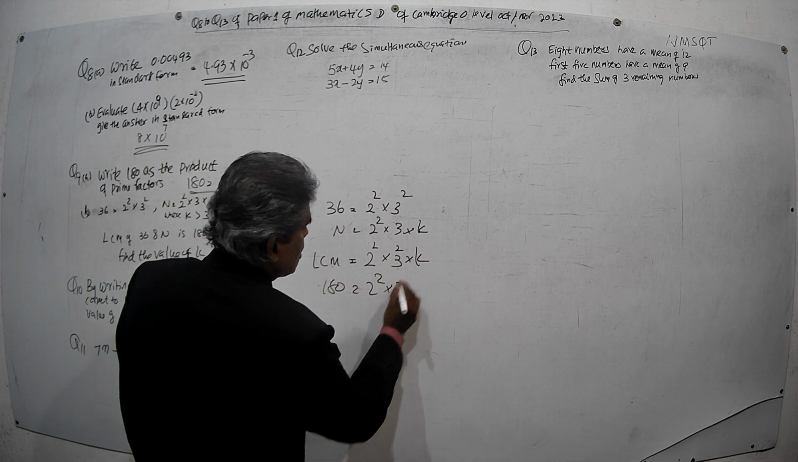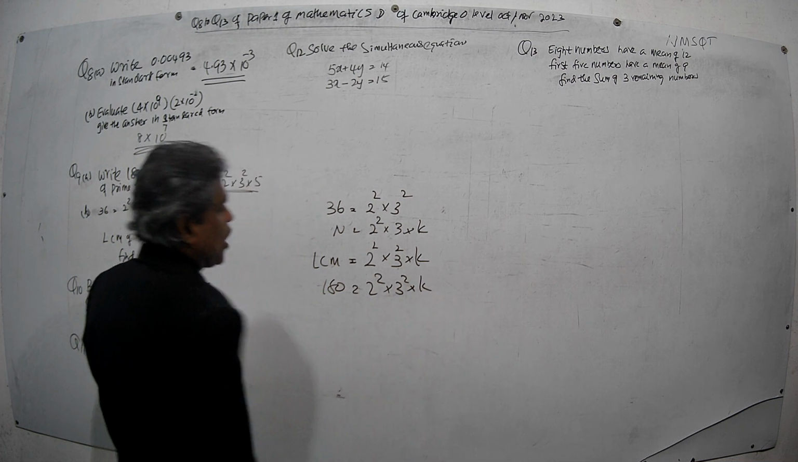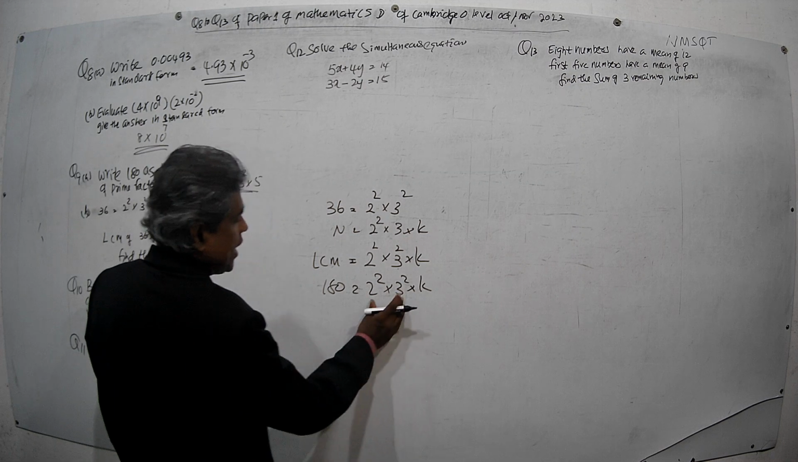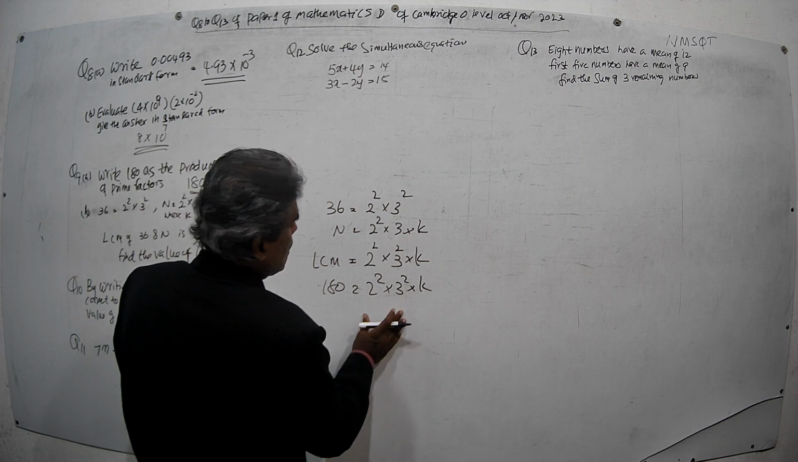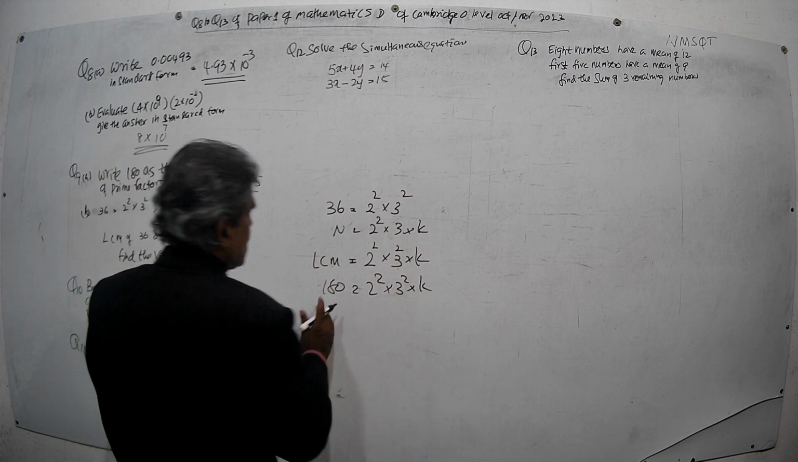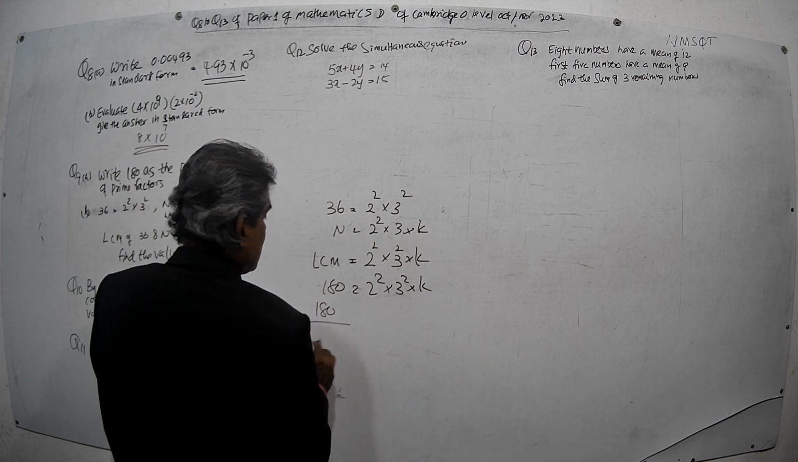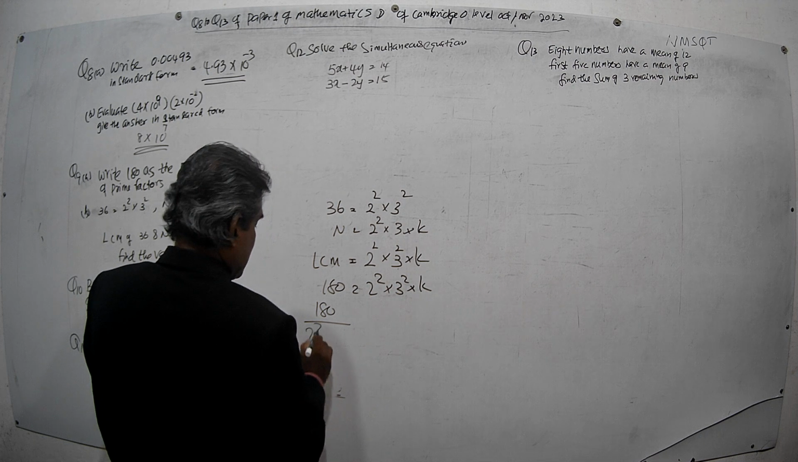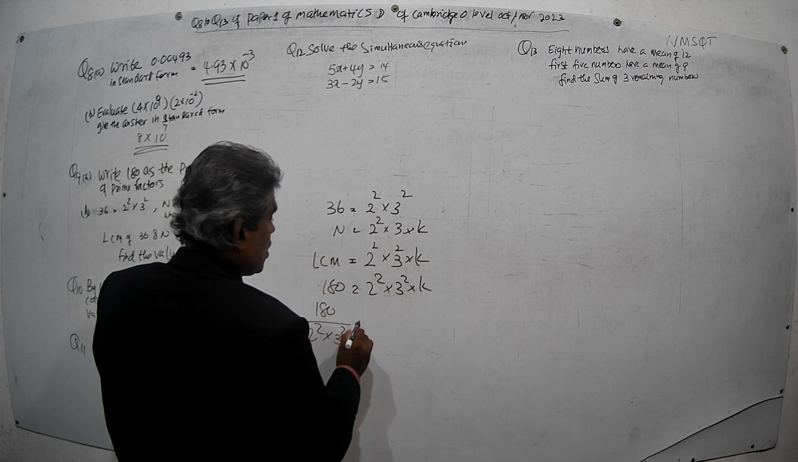Equate that LCM to this one. Now you make k the subject. To make k the subject, take these two terms to this side. Both these terms are multiplications on this side, so they turn into divisions when they come to this side. 180 over 2 to the power 2 into 3 to the power 2 equals k.